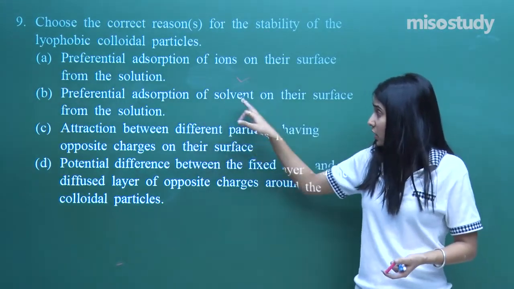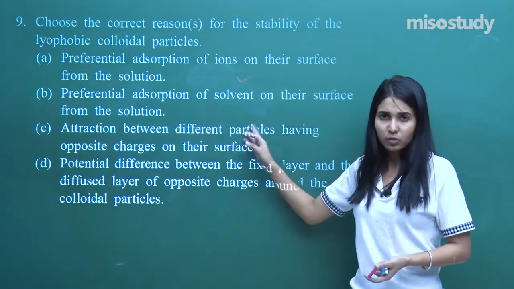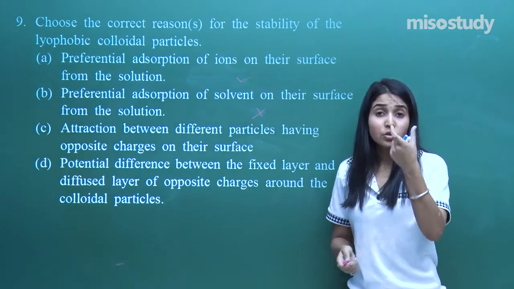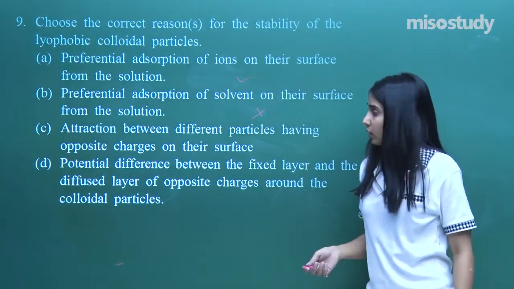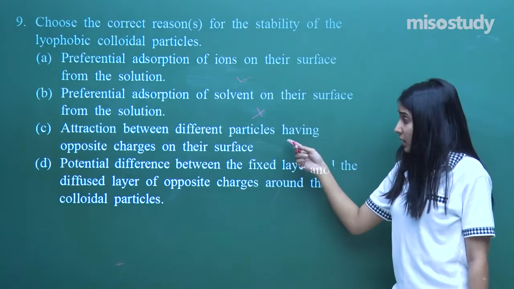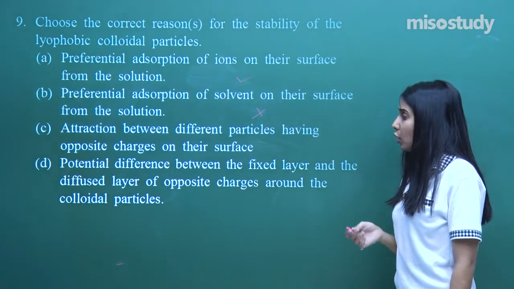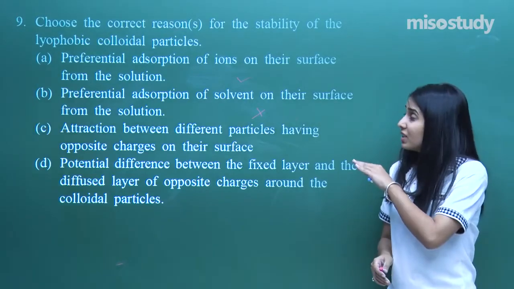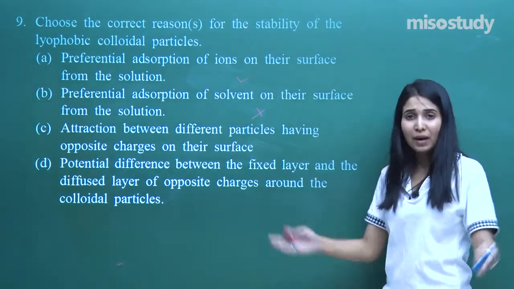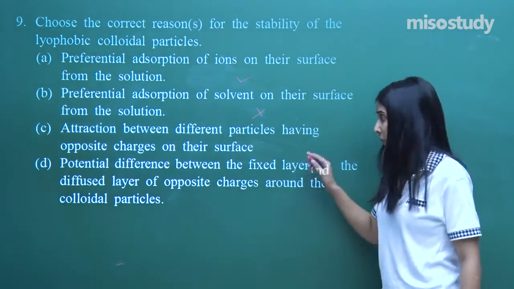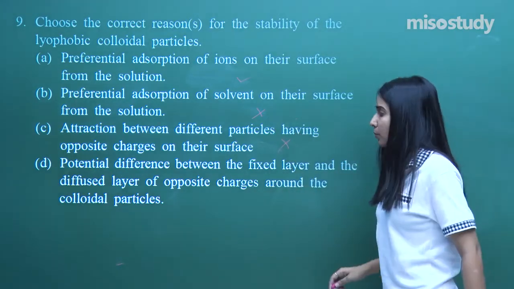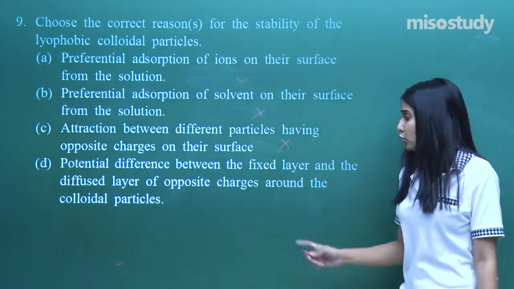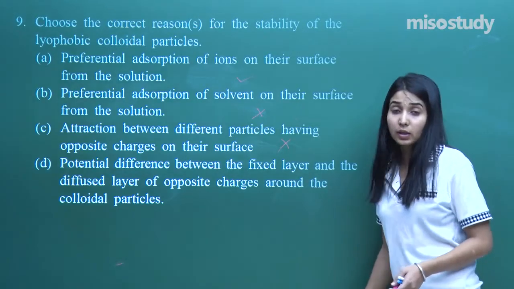Then it says preferential adsorption of solvent on the surface from the solution. Does that happen? Well, of course not. As we have always said, adsorption of ions is what I am talking about. Then it says attraction between different particles having opposite charges on their surface. Of course, attraction is there when there are opposite charges, but that does not lead to stability, that simply binds them up and forces them to be together. So even that cannot be the option. Then I have the potential difference between the fixed layer and the diffuse layer of opposite charges around the colloidal particle.